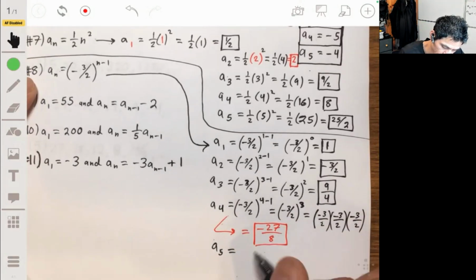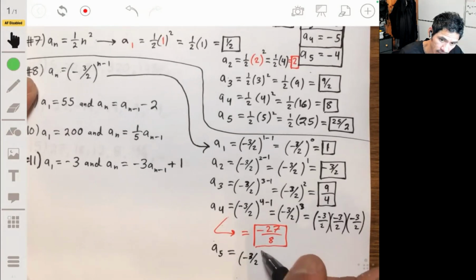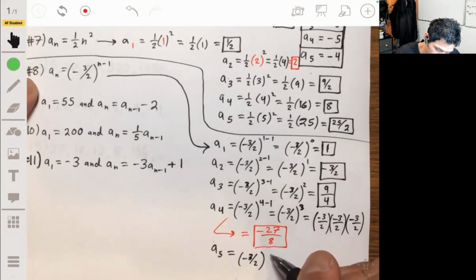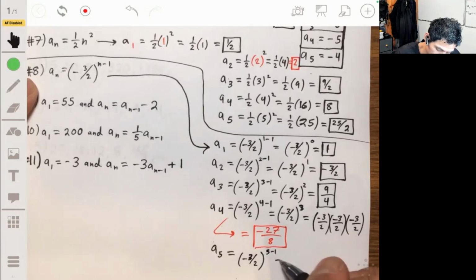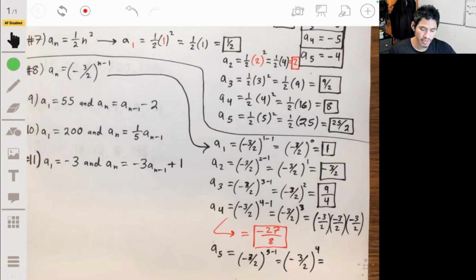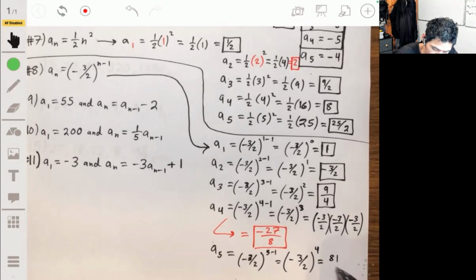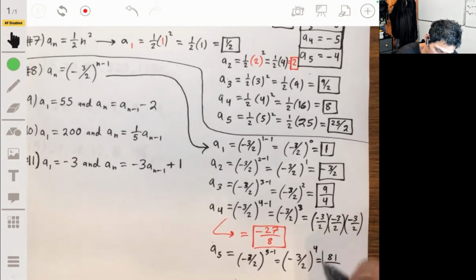And A5, you're going to get -3/2 to the 5 minus 1, or -3/2 to the 4th. -3 to the 4th will be positive 81. 2 to the 4th will be 16.